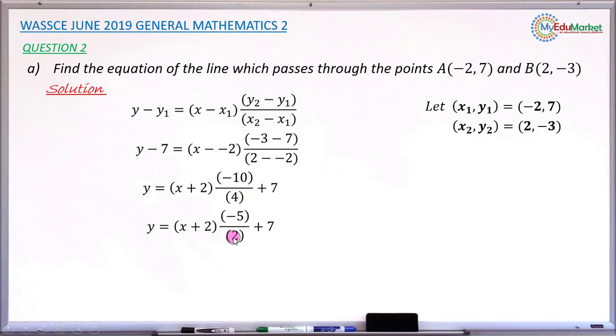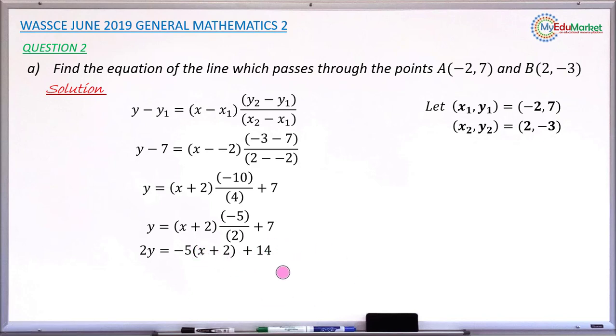2 in 4 is what gives us this 2, and 2 in minus 10 is what gives us this minus 5. Next is to clear this fraction. Multiply each and every term by 2 to clear this fraction. So you're going to have 2y, that is y times 2, equals this bracket x plus 2 times minus 5 times 2. 2 cancels 2. So in the end you have minus 5 multiplied by x plus 2 in the bracket. Then 7 times 2 is what gives us this 14.